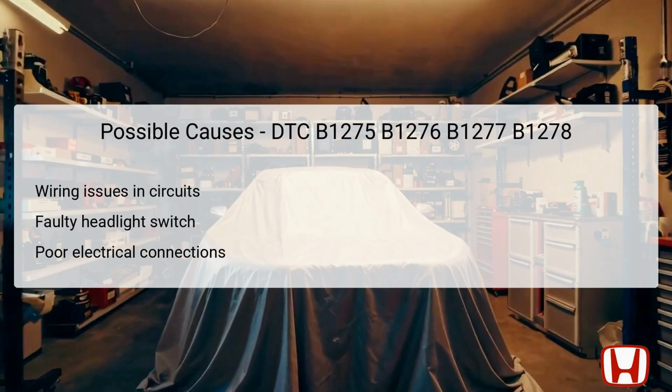Several possible causes can lead to the activation of DTC's B1275 to B1278. One of the primary causes is wiring issues within the circuits related to the headlight switch. This could include frayed wires, broken connections, or other electrical anomalies that disrupt the flow of current as it relates to each headlight position. Additionally, a faulty headlight switch itself can cause these diagnostic trouble codes, leading to the improper performance of the headlights. This may result from wear and tear or internal damage to the switch mechanism itself.